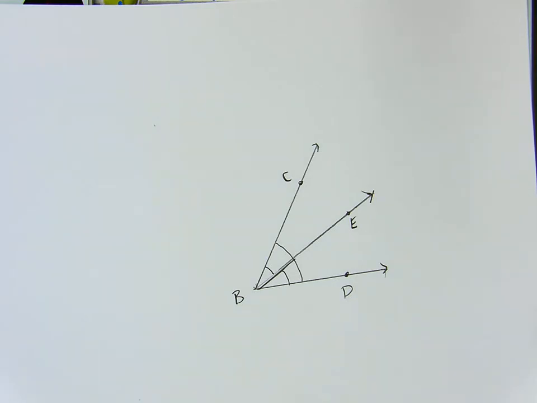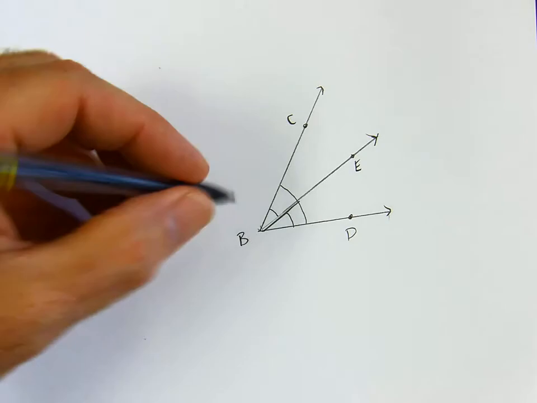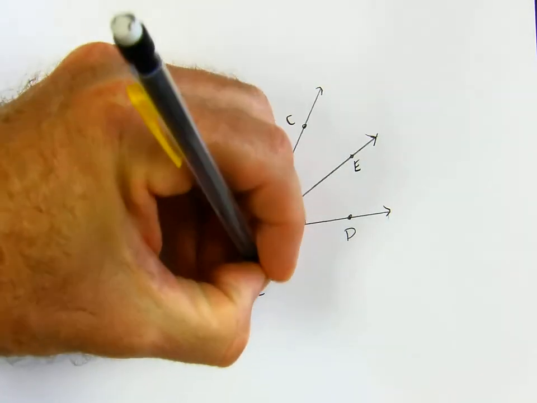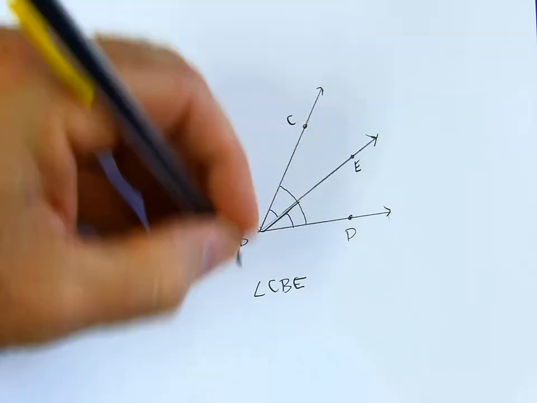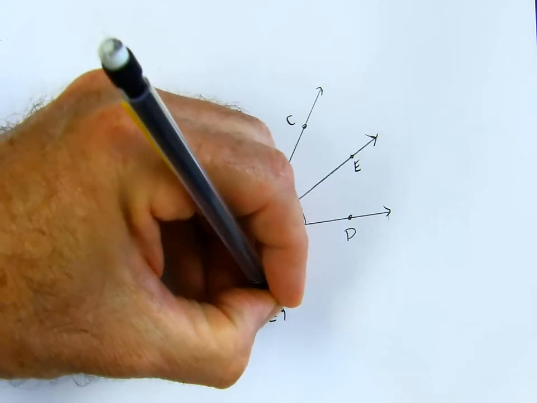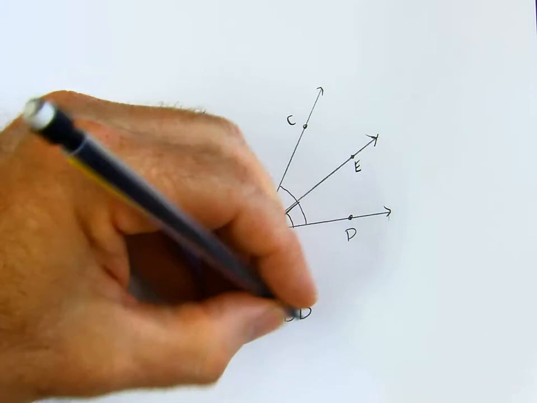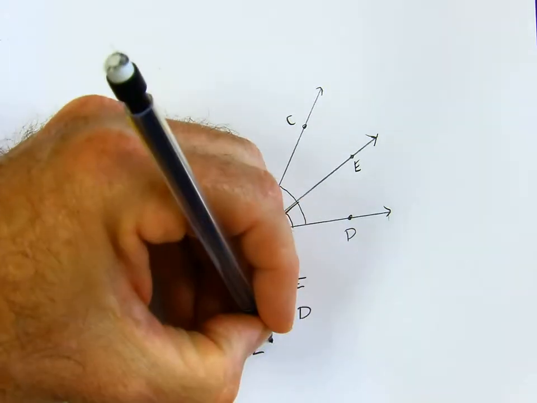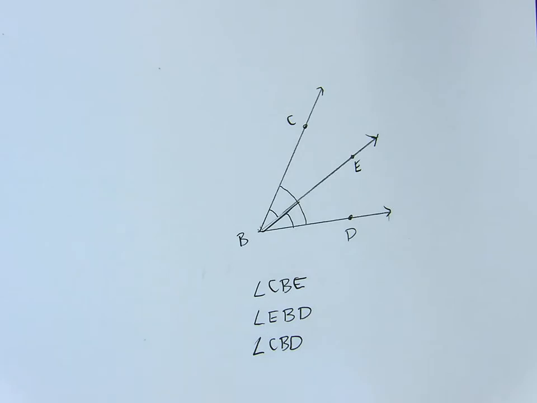We wouldn't know which one we were talking about. So in a picture like this, we're going to have to use 3 points. See, the angle up here, we could say angle CBE. CBE would be this angle. The other small angle would be angle EBD, always putting B in the middle. If you don't put the vertex in the middle, you're not naming the angle. And of course, then we have the larger angle, the whole angle, which could be angle CBD. So those are the 3 angles that are pictured there.